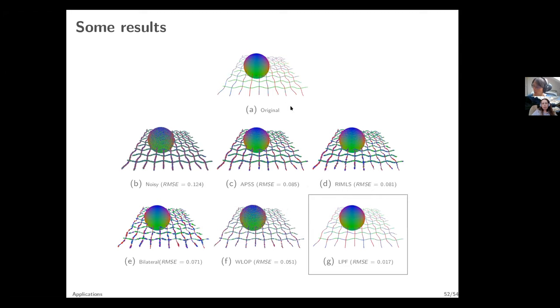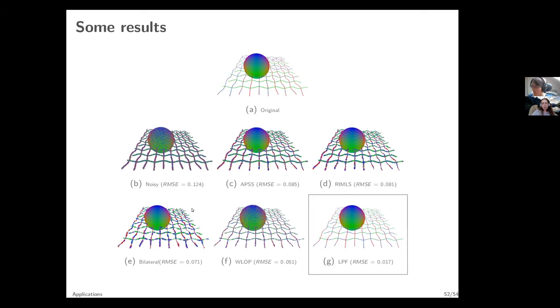And in that case, well, any other methods, so that's the noisy shape. APSS is algebraic point set surfaces by Guennebaud in 2007. RIMLS is robust implicit moving least squares by Öztireli in 2009. And the bilateral filter is the one from Fleishman in 99. And WLOP is by Huang in 2011, if I'm not mistaken.